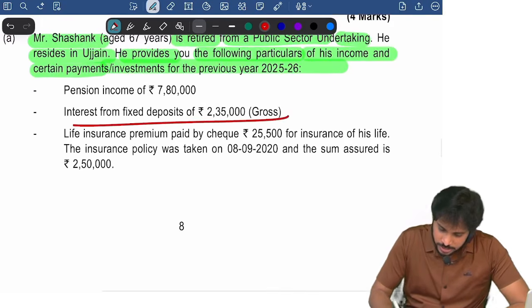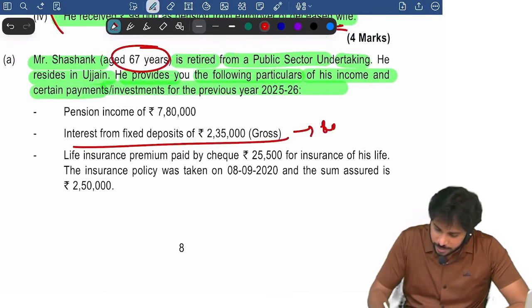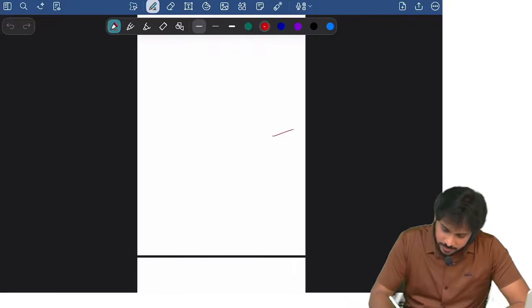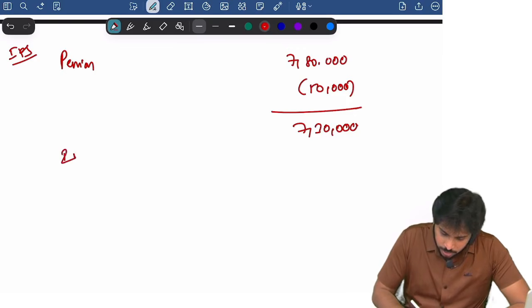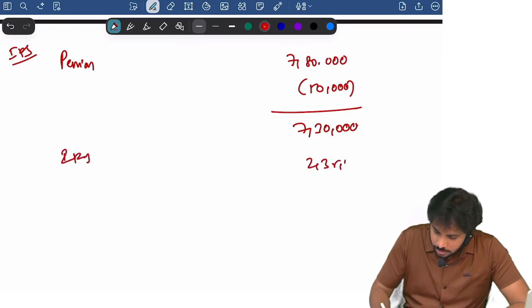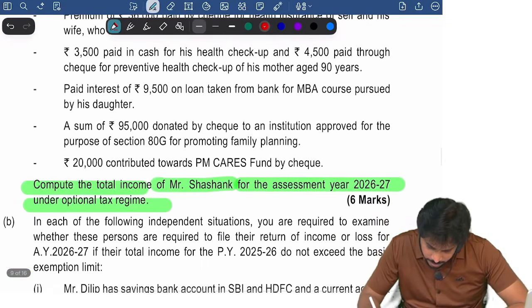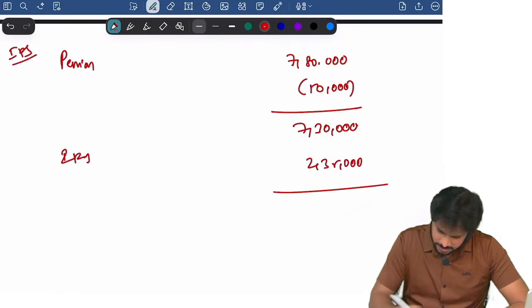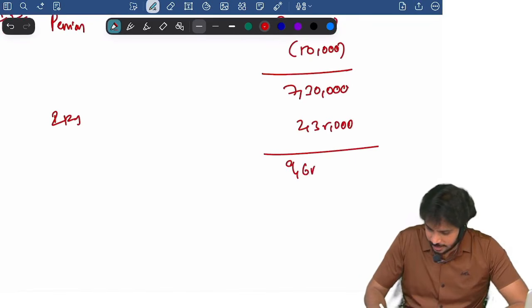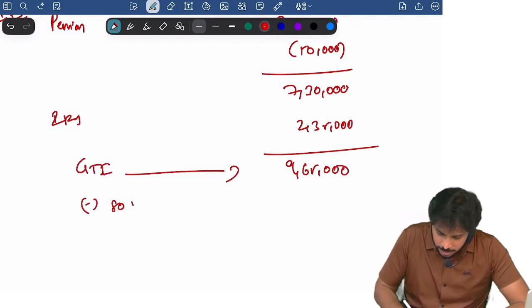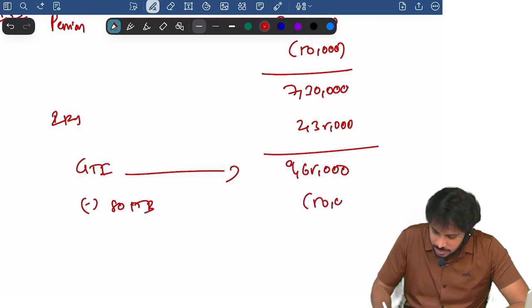Then IFOS is interest on FD, 67 years. Therefore, 80TTB will be there. Remember that. How much is interest on FD? IFOS is 2,35,000. I think there is no other income. LIC premium, paid interest, that's it. Therefore, 9,65,000 is gross total income, minus 80TTB. First I will reduce it because I will forget it.